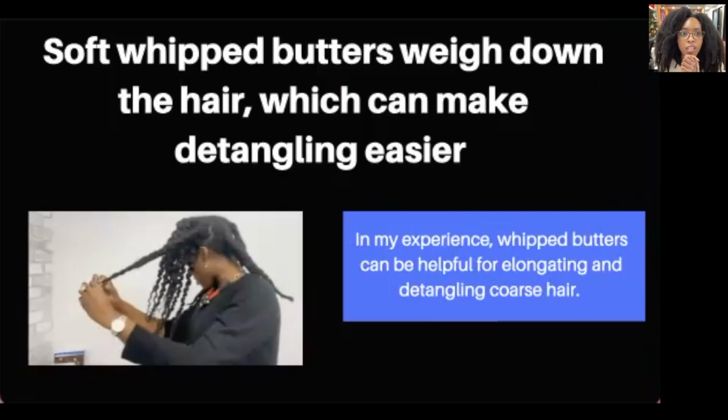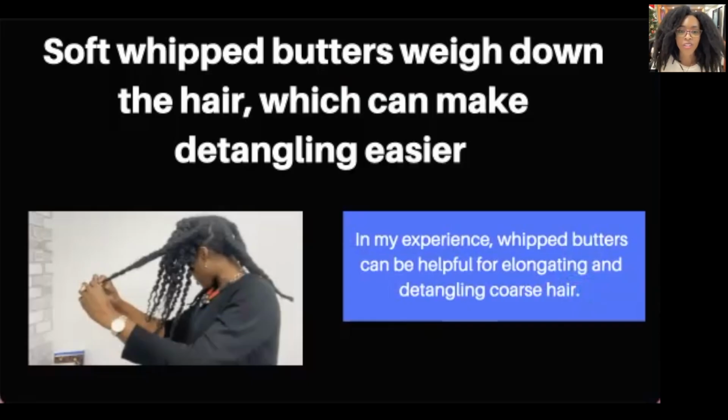So after I have washed my hair and I am looking to stretch it, sometimes I'll use a whipped butter to squeeze the excess water out of my hair. So I'll just squeeze it through. The water comes out so easily because the butter is thick and it's heavy, and it helps me elongate and also detangle my hair.